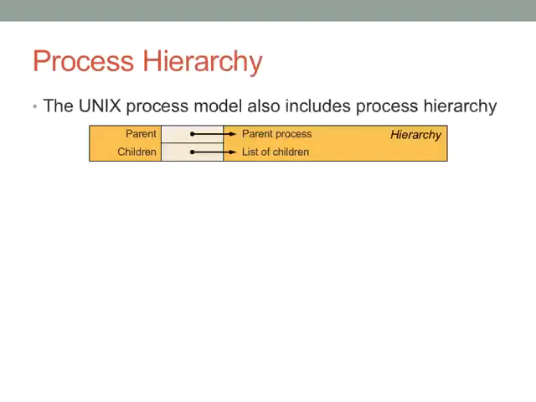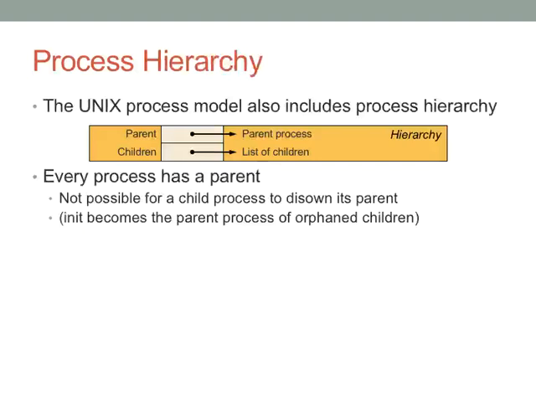Okay, now we also have process hierarchy, where you can see we have a parent process and a list of children. Every process has to have a parent. Now, this is a Unix constraint. This is not a Windows constraint. Windows has a very much looser way of doing this. But every process has a parent, except I suppose init. Init doesn't have a parent because it's the very first process, or the equivalent in systemd.